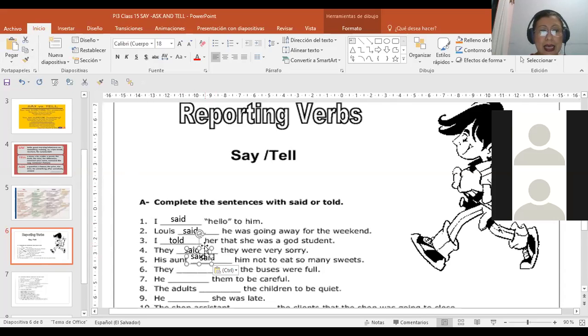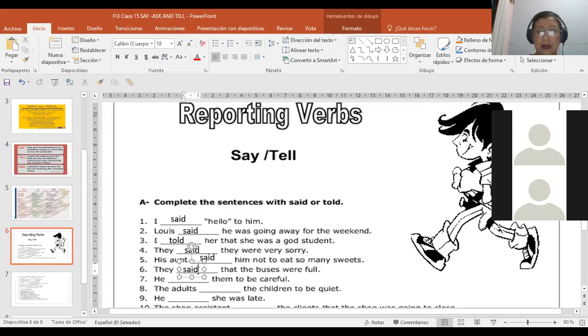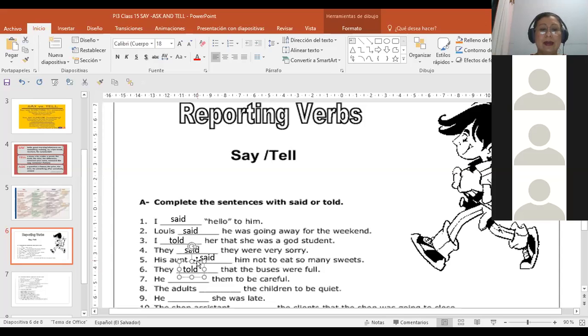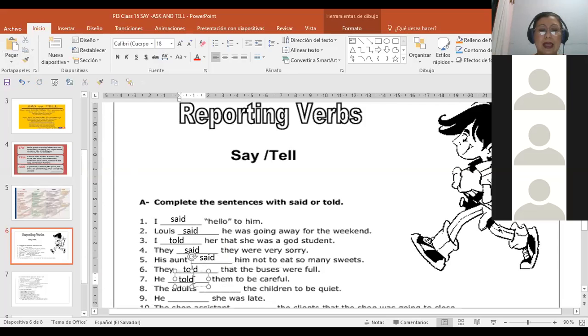Okay, so let's see. They. Ajá. Said or tell. Told, perdón. Told. So, ajá, ahí tenemos el that, ¿verdad? They told that the buses were full, right? So it's told because I'm paraphrasing and I'm using that. Okay. He told them or said them to be careful. He said. Okay, he said them to be very careful.